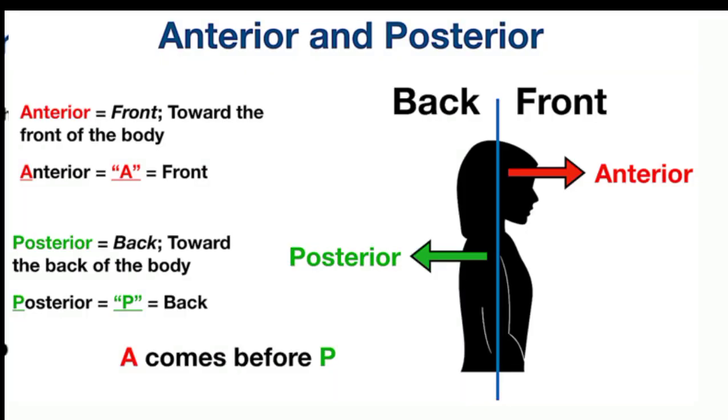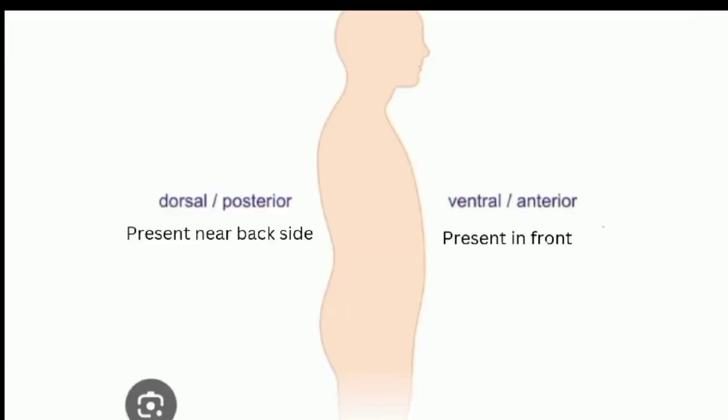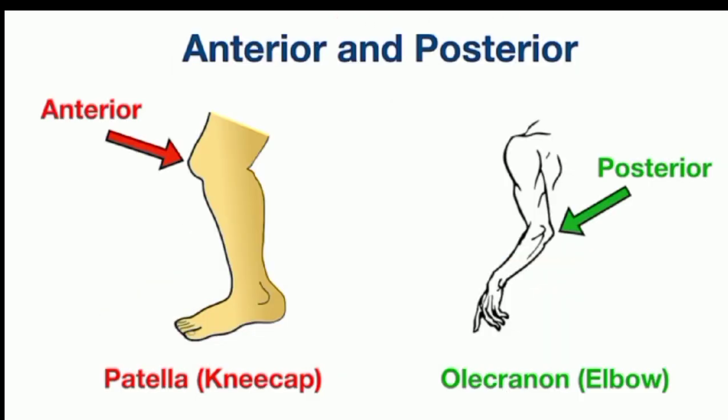Next, we have the terms anterior and posterior. Anterior means toward the front and posterior means towards the back. The terms that are used alternatively for anterior and posterior are ventral and dorsal. Ventral means towards the front and dorsal means present at the back side. Let's take a look at the example. Our knee is present anterior and our elbow is present posterior.